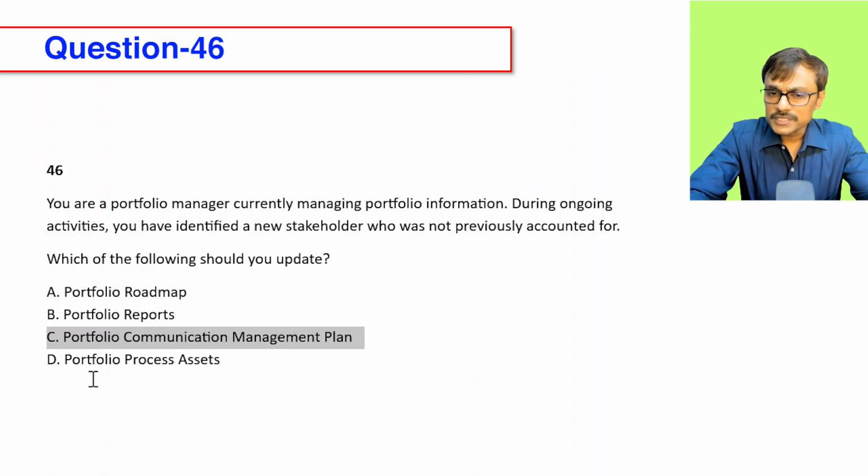Now, what about the other choices? Roadmap is not relevant. Report is also not relevant. Portfolio process asset, actually it is relevant. Everything which we do in a portfolio, whatever recommendation and future understanding, goes into the portfolio process asset. Yeah. All plans and documents will be part of a portfolio process asset at some point in time. But overall, you need to start from the communication management plan because that's a directly impacted area. Yes, the communication management plan is a heading inside your portfolio management plan. So I need to choose C over D because it is more specific.